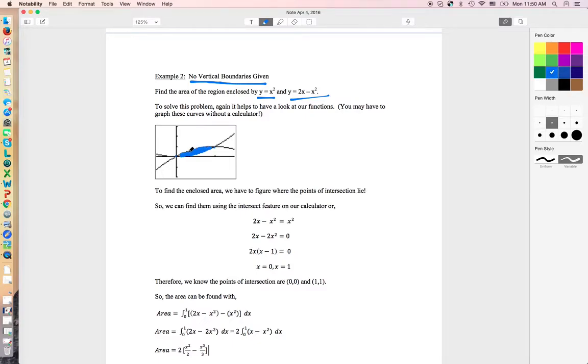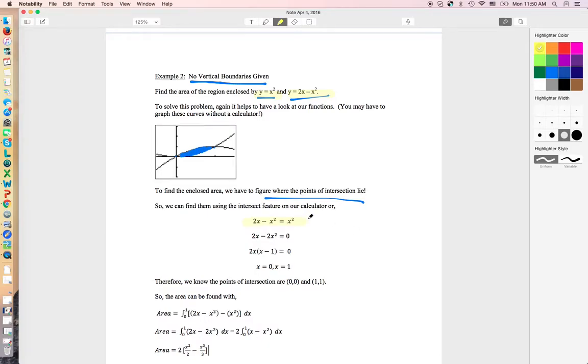So the first thing you have to do after you've taken a look at this picture is to figure out where those points of intersection are. Without knowing where those points of intersection are, you can't set up your integral properly. So that's the first thing we have to do. Figure out where those points of intersection lie. So the way we do that is just to set the two equations equal to each other.